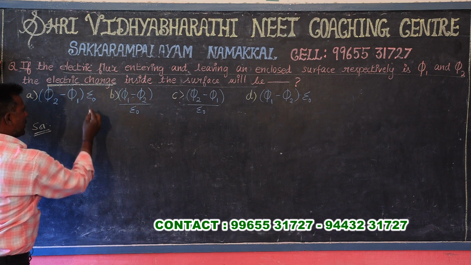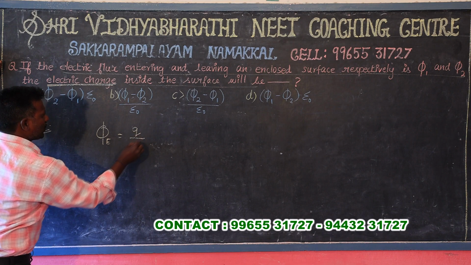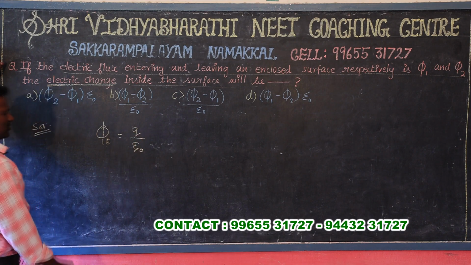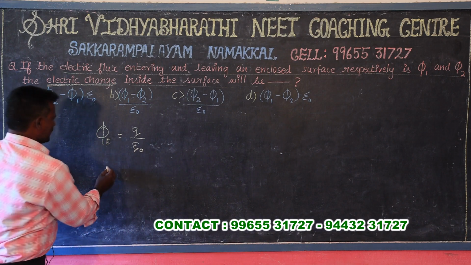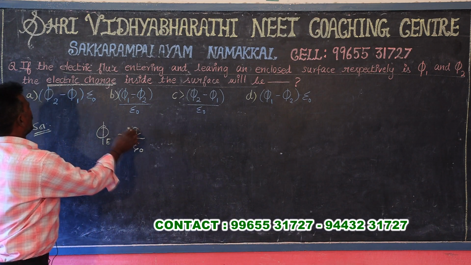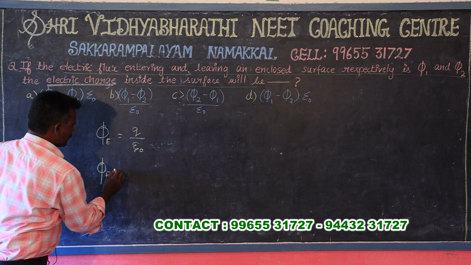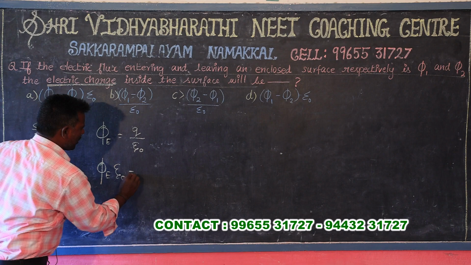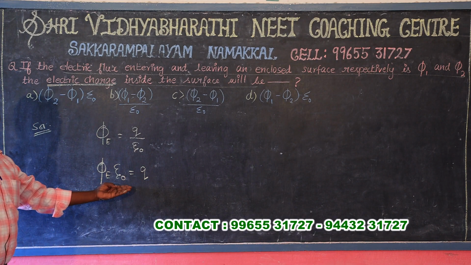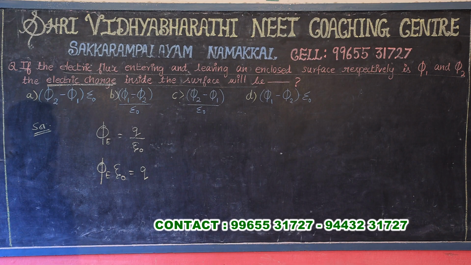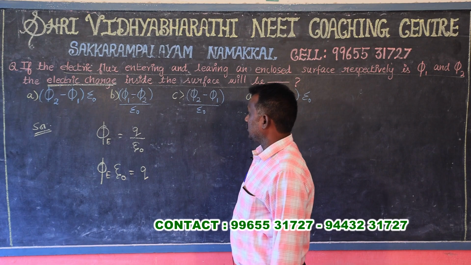Here Gauss's law: electric flux phi equals Q by epsilon naught. This is a key concept. This is Gauss's law. We have to find out the value of electric charge Q. Q equals phi into epsilon naught. Epsilon naught is the permittivity of free space, which we have already discussed.